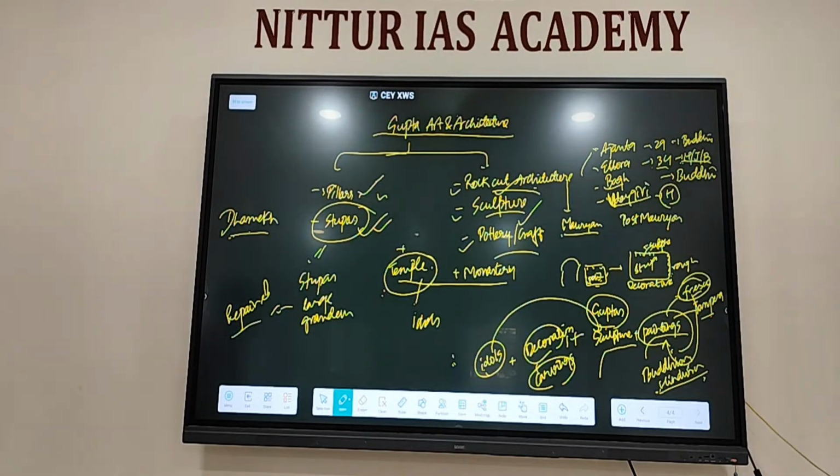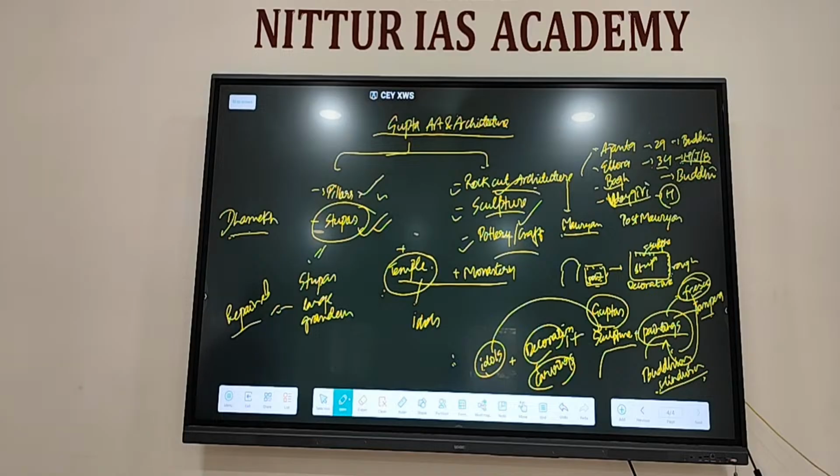The total number of caves in Ajanta are 29, and it is entirely dedicated to Buddhism.